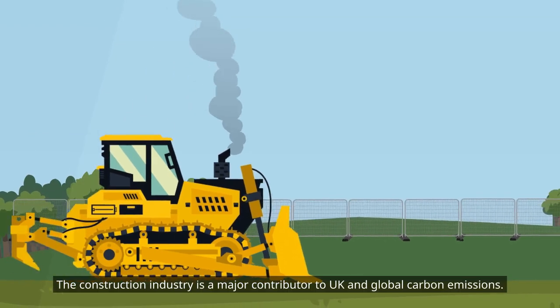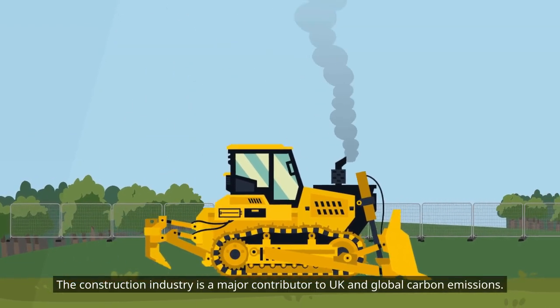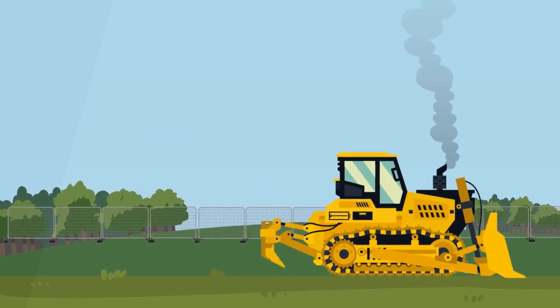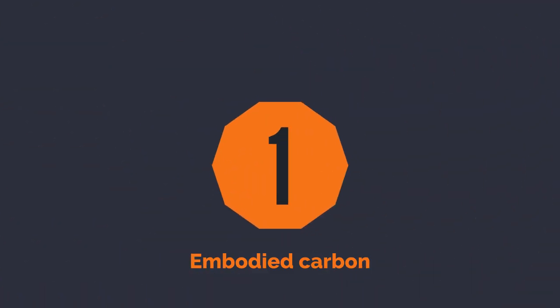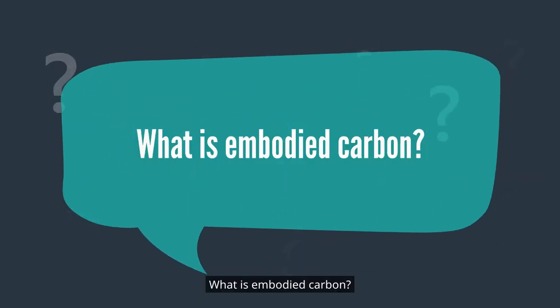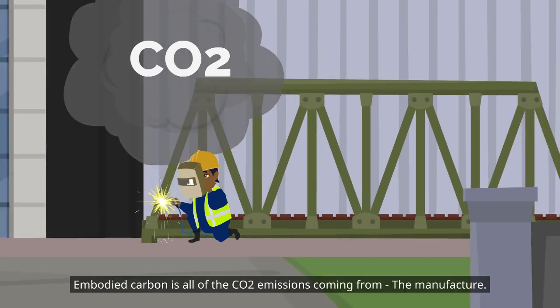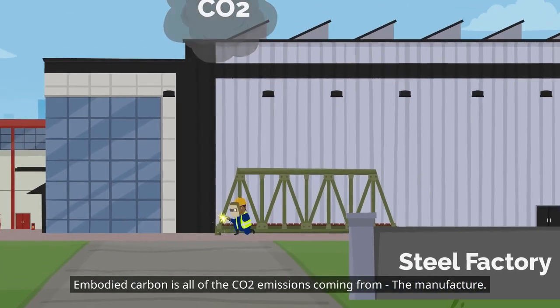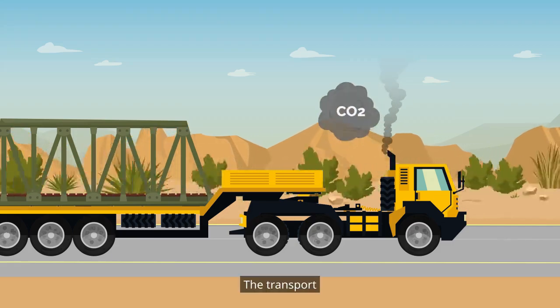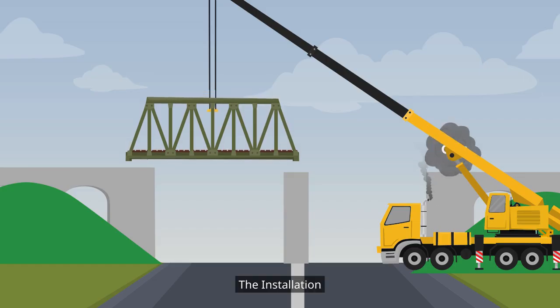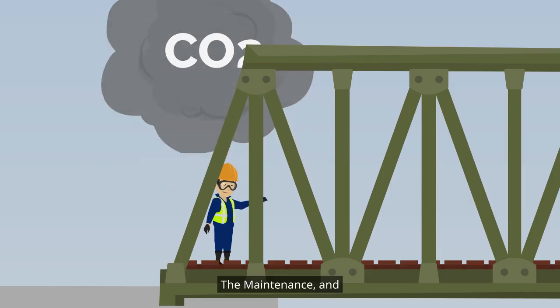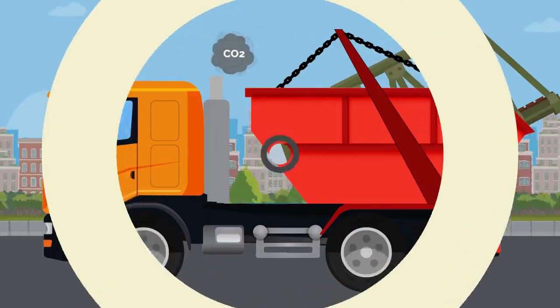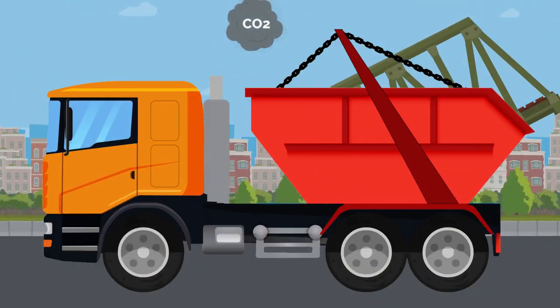The construction industry is a major contributor to UK and global carbon emissions. Embodied carbon. What is embodied carbon? Embodied carbon is all of the CO2 emissions coming from the manufacture, the transport, the installation, the maintenance, and the disposal of the building material.